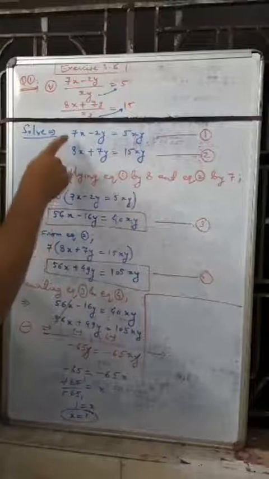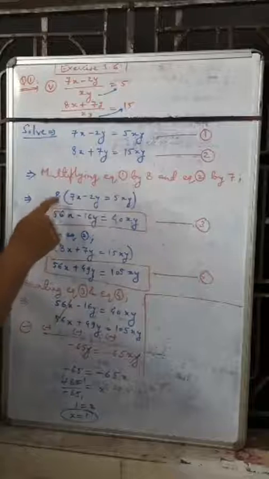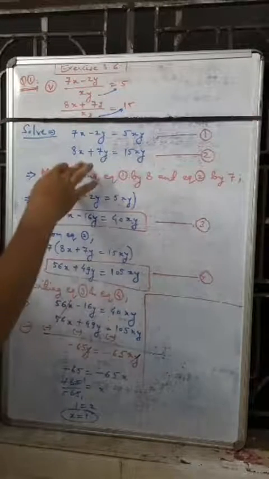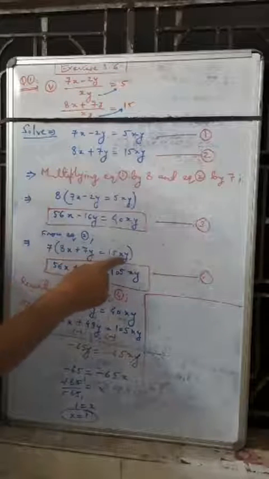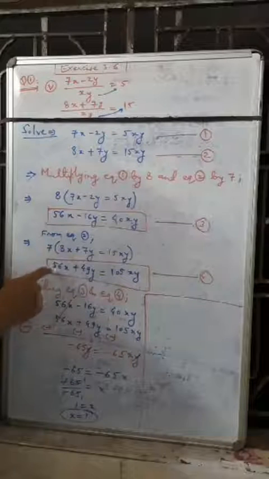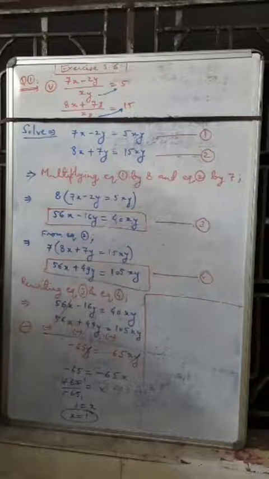So we multiplied equation 1 by 8. So 8 will be multiplied to equation 1. So 8 times 7 is 56, 8 times 2 is 16 and 8 times 5 is 40xy. Now equation 2 will be multiplied by 7. So 8x plus 7y is equal to 15xy, will be multiplied by 7. So 7 times 8 is 56, 7 times 7 is 49 and 15 times 7 is 105xy.